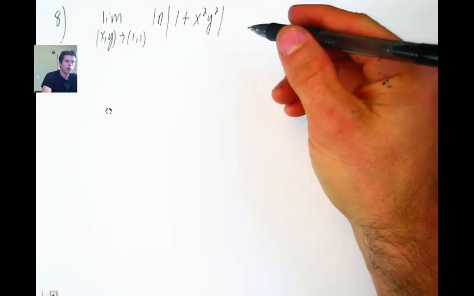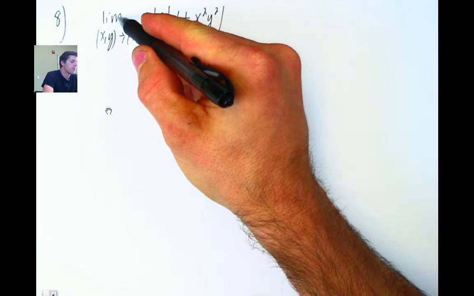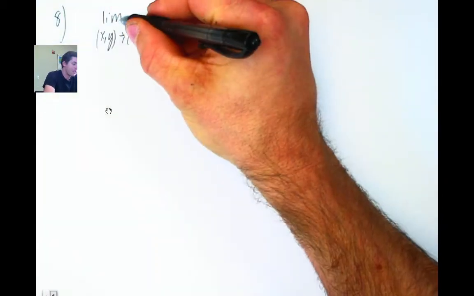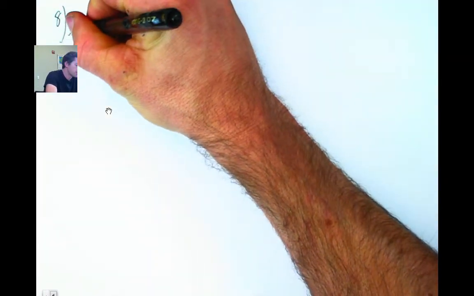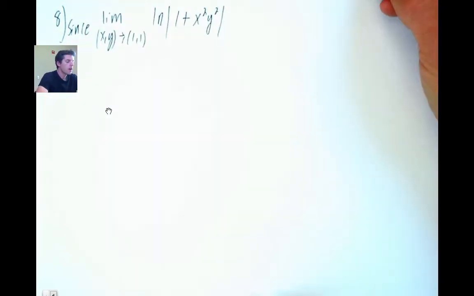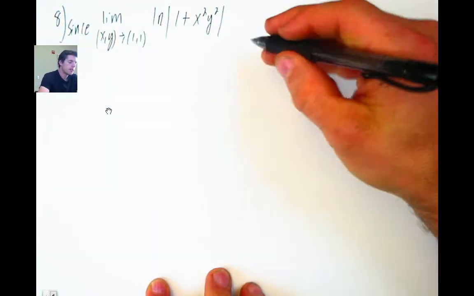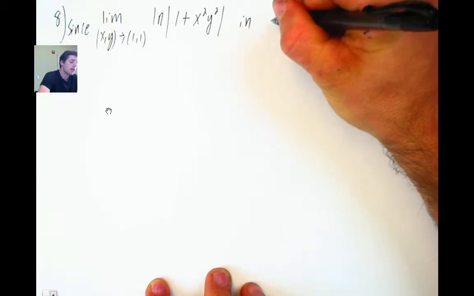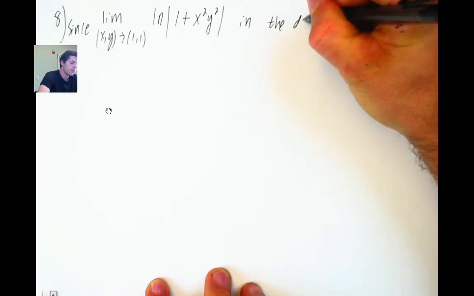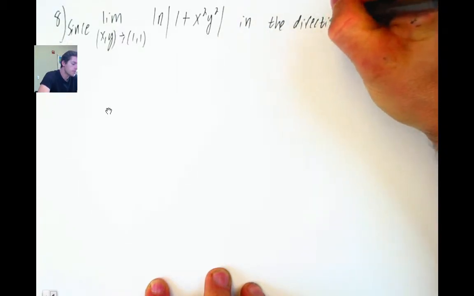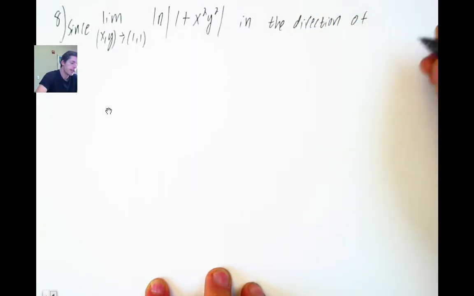Now, you know what? I'm about to start a sentence without a word. I'm about to start it with something that is shorthand for a word. This lim here. So I'm gonna put in a since. That'll make me feel like a better writer. Okay. Since this limit in the direction of the line.